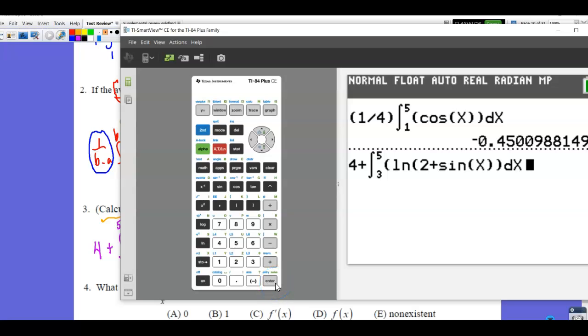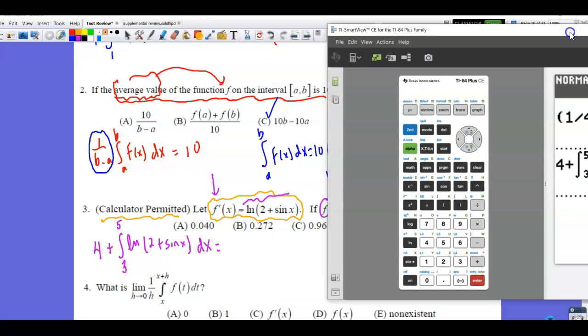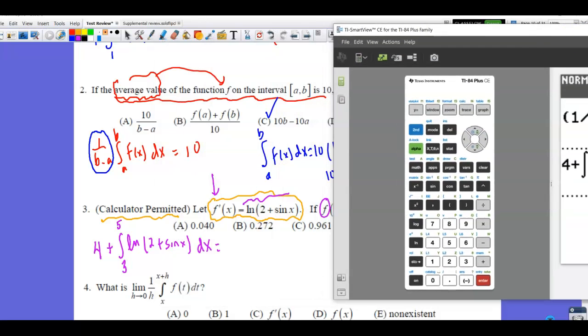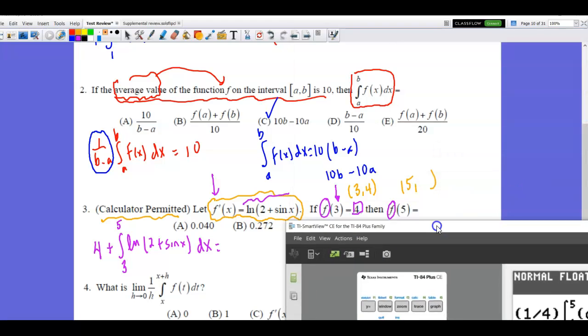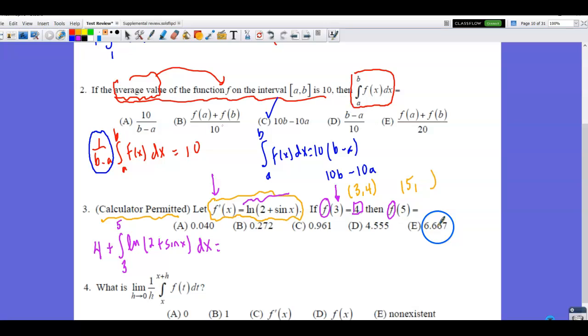If you have the older model calculators, remember I just showed you how to get that in. And so I get 4.555. Remember, you are absolutely required to use 3 decimal places. 4.555. Let me minimize that and get it out of my way. 4.555 is letter D.